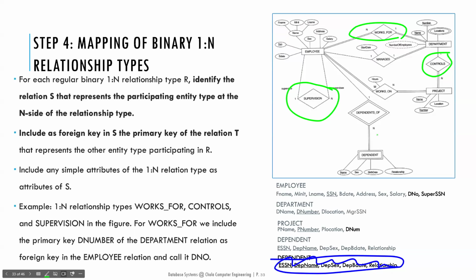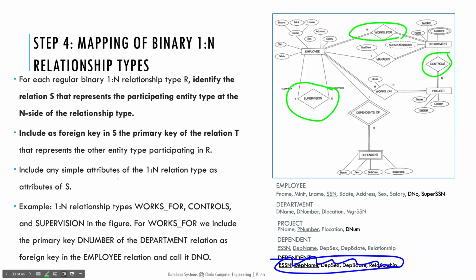Oh, those weak entity. We already took care of the weak entity. Yeah. So now, if we take a look at 1 to many here, we have 3, right? So what we do here, it says that for each binary, regular binary 1 to n relationship type R, identify the relation S that represents the participating entity type at the n side. Okay, at the n side. So we have 1 to many. So we take a look at the n side first, and then include as foreign key in S the primary key of the relation T that represents the other entity type participating in R. So the wordings may seem a little confusing, but let me show you how to do it.